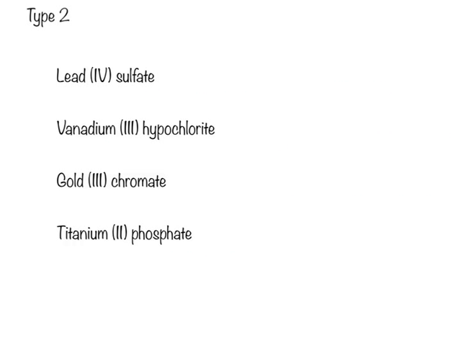And finally, let's practice a few name to formulas. Again, we have to know our anion charges in order to get these right. So the lead-4 sulfate, the sulfate ion is a -2 charge. Since the lead-4 is a +4, so lead is a +4, how many sulfates do I need to have? I need to have 2 sulfates.